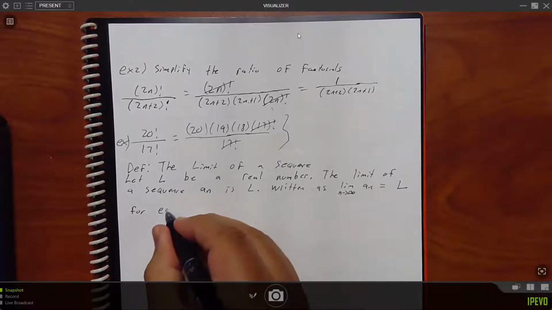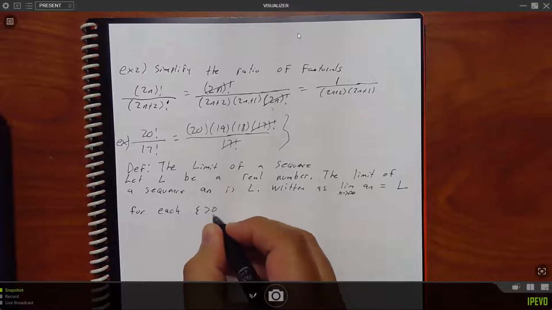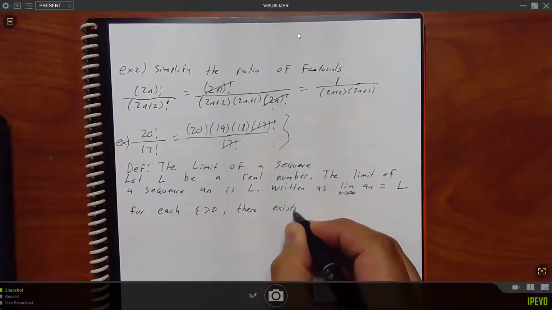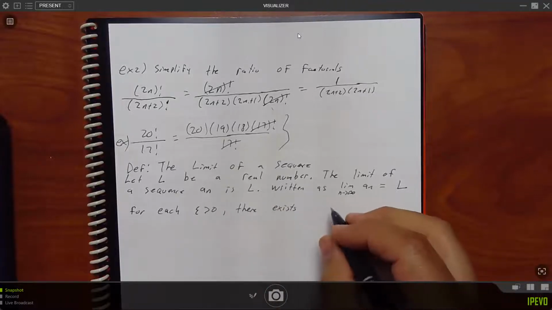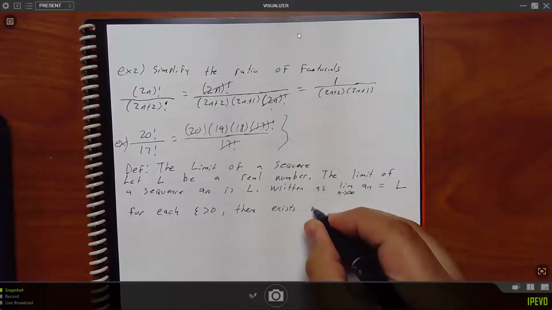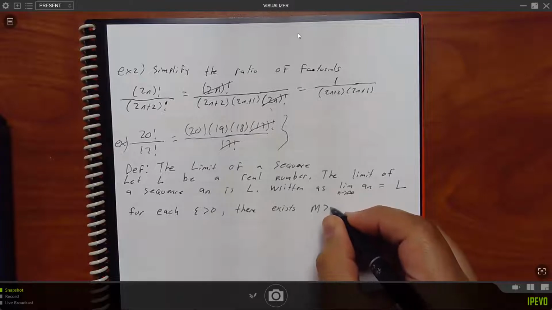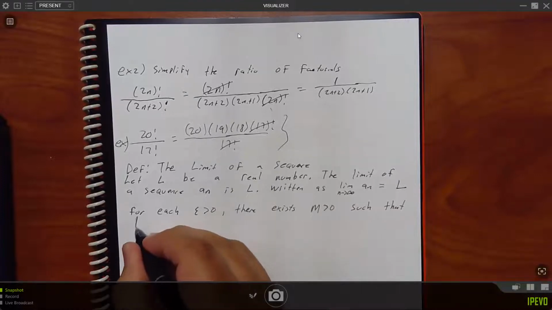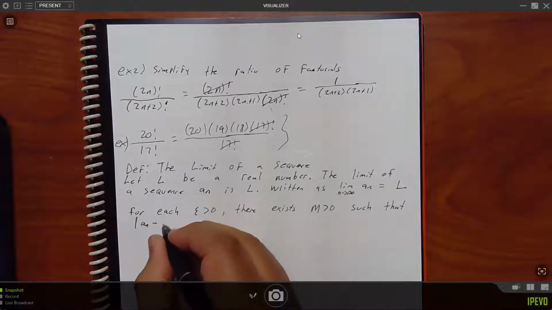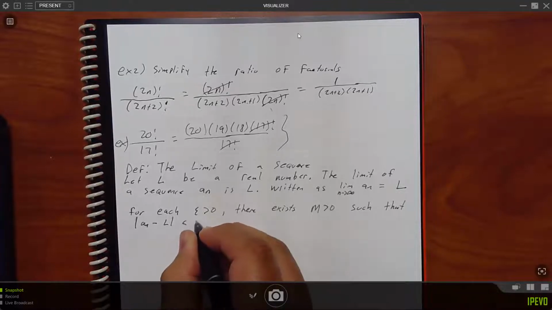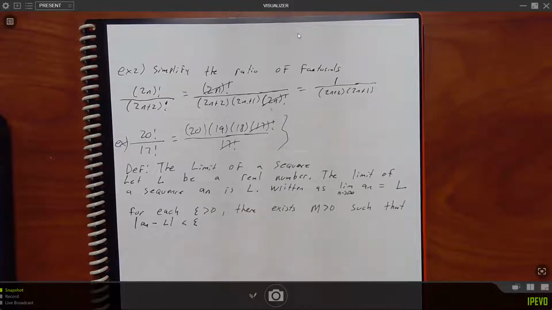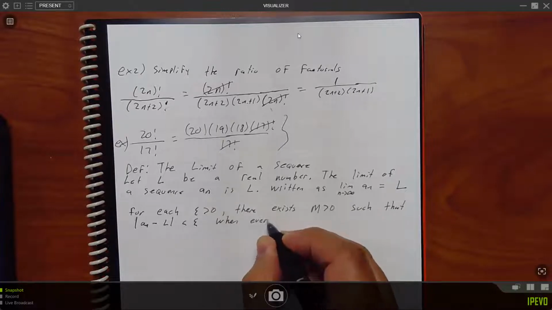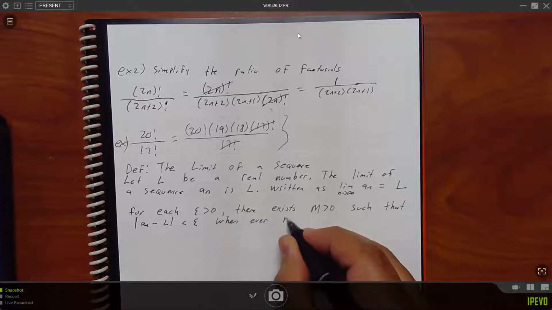For each epsilon greater than 0, there exists now capital M greater than 0, such that the absolute value of A sub n minus the limit L is less than epsilon, whenever n is greater than M.